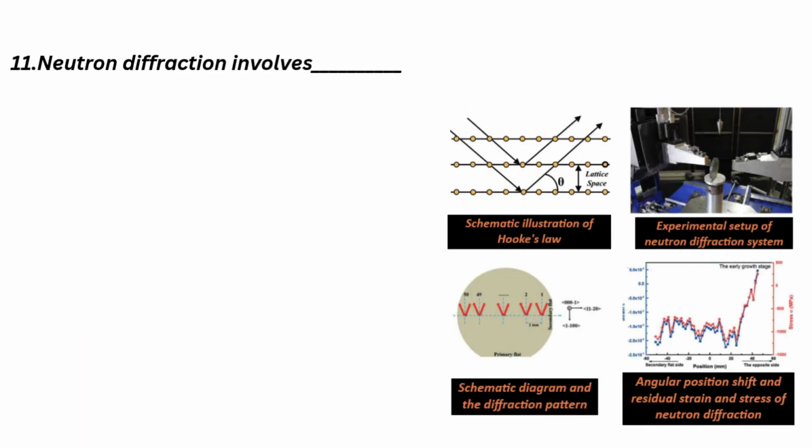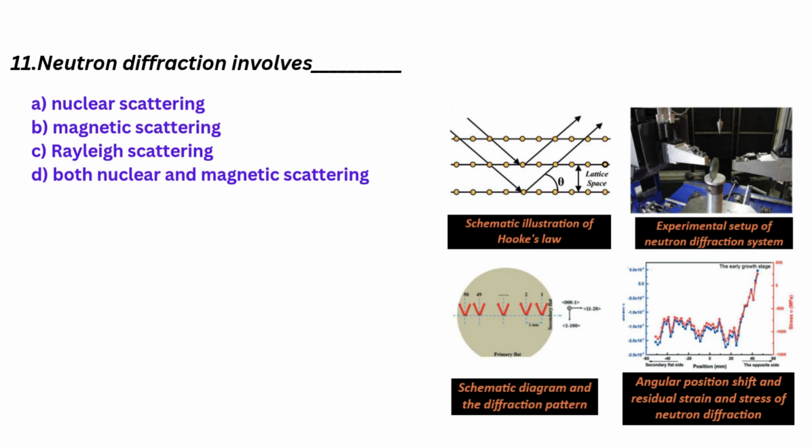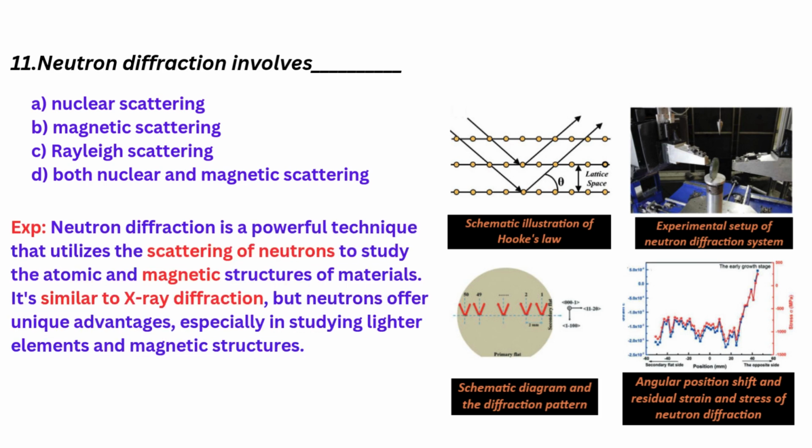Neutron diffraction involves, the options given are nuclear scattering, magnetic scattering, Rayleigh scattering, both nuclear and magnetic scattering. The correct one is: neutron diffraction involves both nuclear and magnetic scattering.